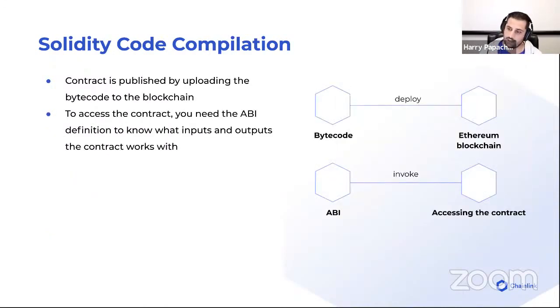So the contract is published to the blockchain after it's compiled by uploading the bytecode, and it's assigned its own specific kind of special address. And to access the contract, you need the ABI definition, as I said before, to know what the inputs and outputs of the contract are.